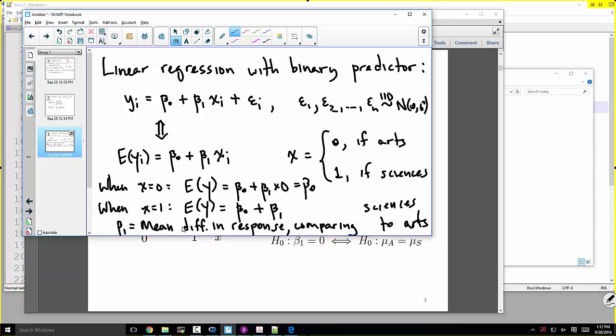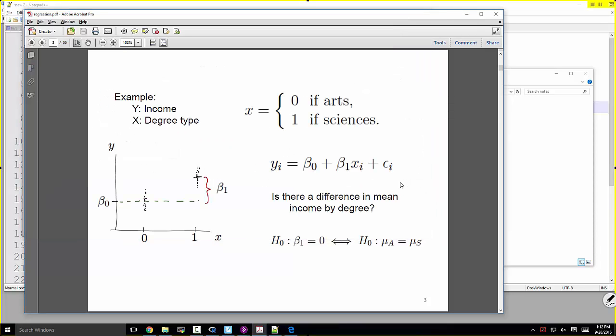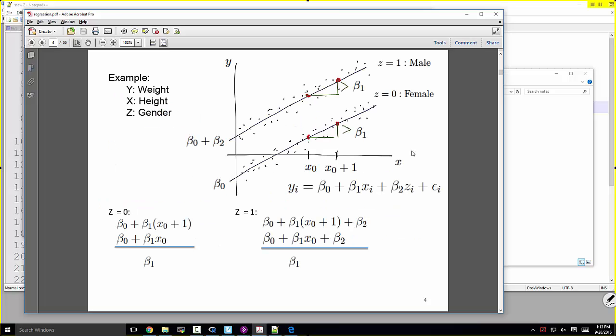We can also think of beta 1 as like the degree effect. What's the effect on the mean of going from arts to sciences? So another kind of regression, not really thinking about lines and stuff, but it still works to do inference. Two-sample t-test is regression. And then let's start getting more sophisticated models.